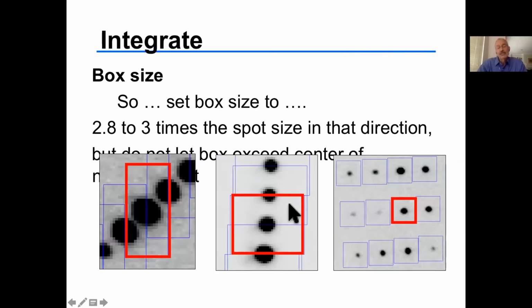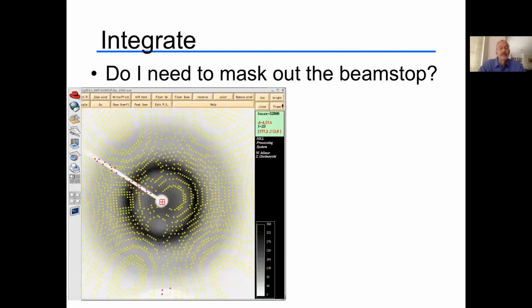For box size, you just need to make sure you have enough background pixels around, given the limits of your experiment. There's no reason to make this box here on the right huge, because you'll start including pixels away from the spot and the background will not be measured locally. There are many ways to do backgrounds, and the different software programs do them differently.